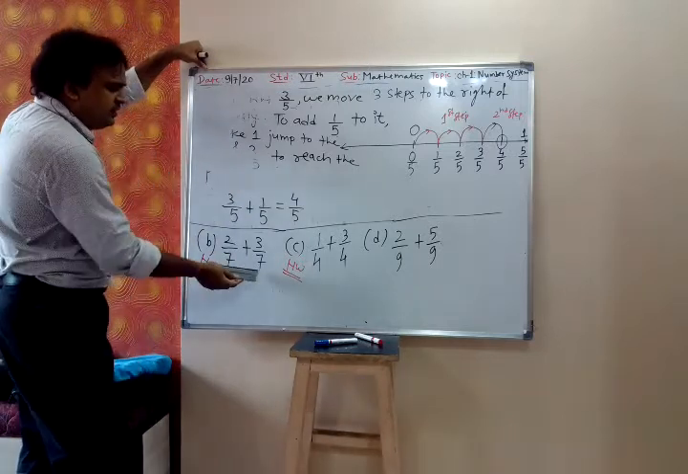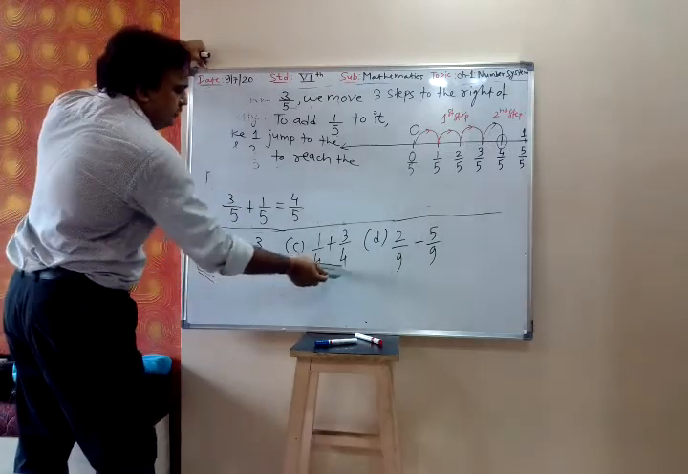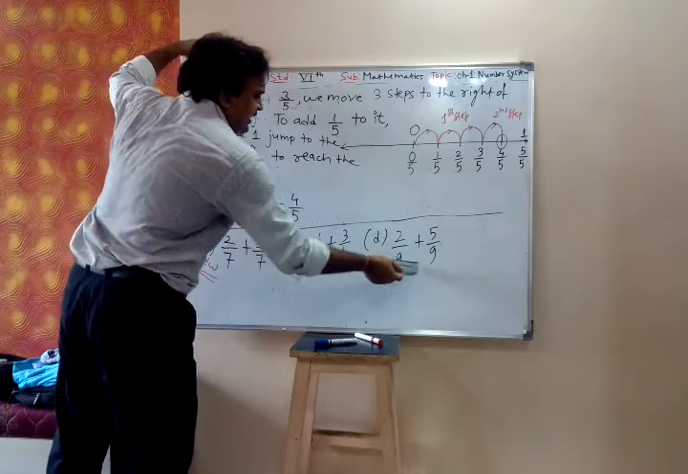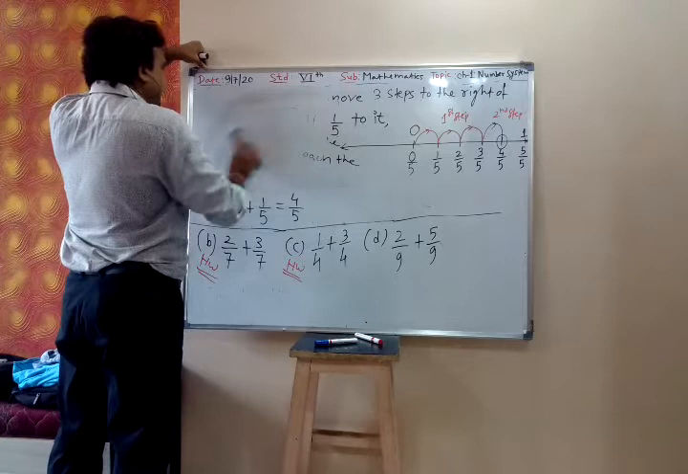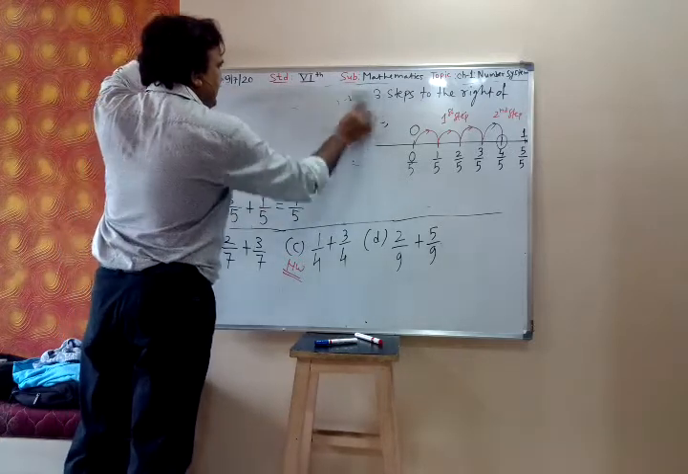This I will divide into 7 equal parts. This I will divide into 4 equal parts. This I will divide into 9 equal parts. You have to see the denominator and then divide the number line between 0 and 1 into that many equal parts.